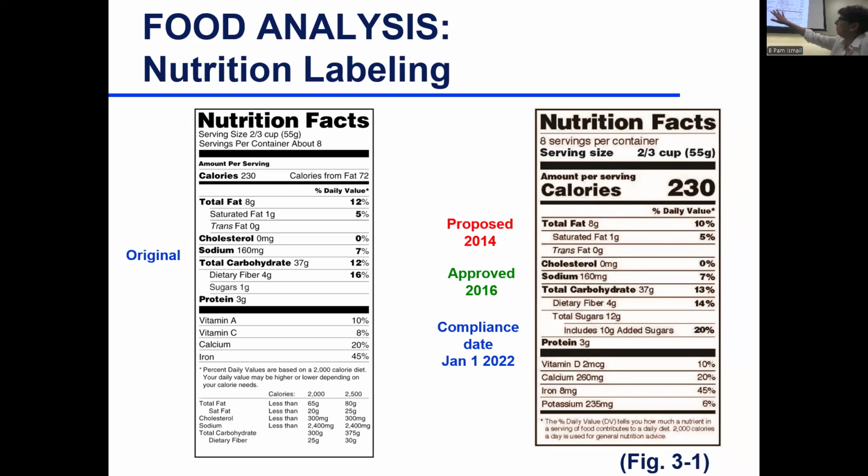So if you look at the old one and the new one, what's the first thing that strikes you as different? Go ahead, Kristen. The calories, yeah, it's bolded. Calories is big. What else? The servings. Serving size. Yes, it's bolded. All right, so calories and serving size are bolded. What else? Go ahead, Graham.